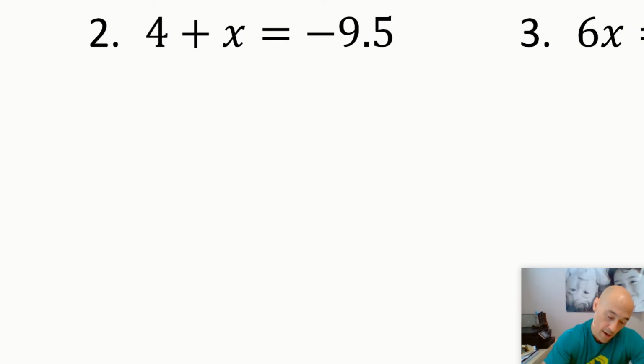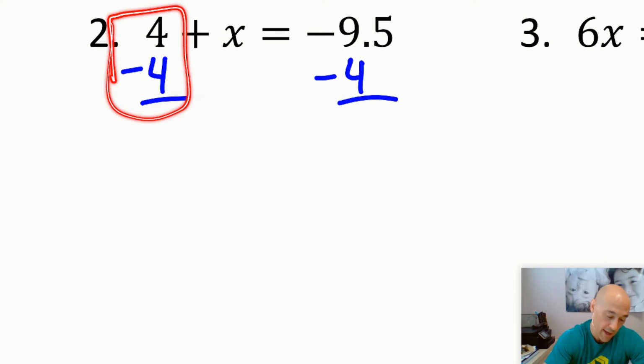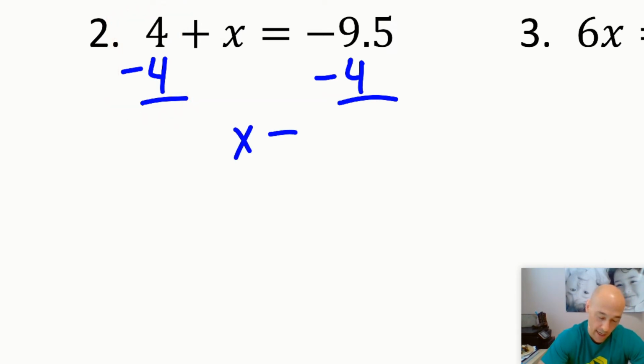Now here we're really adding a positive 4 to x. So to isolate it, or to get it by itself, we have to do the inverse operation of addition, which is subtracting. So we're going to subtract a positive 4, but whatever we do on one side, we have to do on the other. We wanted to make a 0 there, and we did, so we get x equals negative 9.5 minus 4. That is negative 13.5. If you're not sure, you can use your calculator to check.